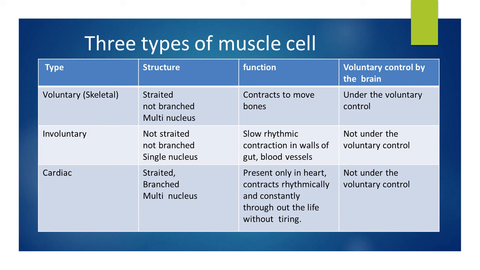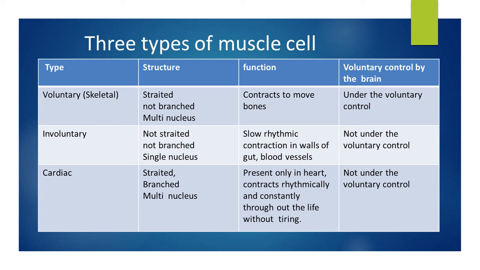First one is voluntary muscle. It is also known as skeletal muscle. Skeletal muscles are mostly attached to the bones. In structure, it is striated and not branched and has many nuclei. The main function is to maintain posture and to contract to move bones. We can control this contraction according to our will, which means it is under voluntary control by the brain.